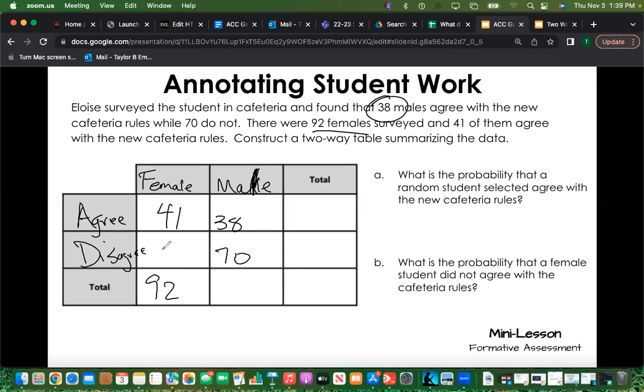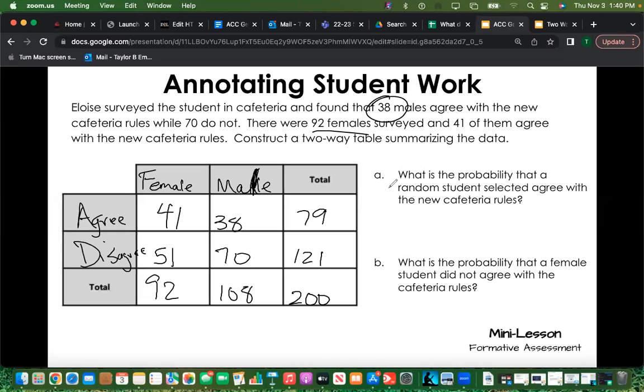We're going to subtract or add in certain places. So 92 minus 41 is going to give us 51. And then we're going to take 38 plus 70, and then we'll add going this way. So 41 plus 38 is going to give us 79. And 51 plus 70 is 121. When we add 79 plus 121, we get 200. You should get 200 both ways. If you don't, then you messed up somewhere.